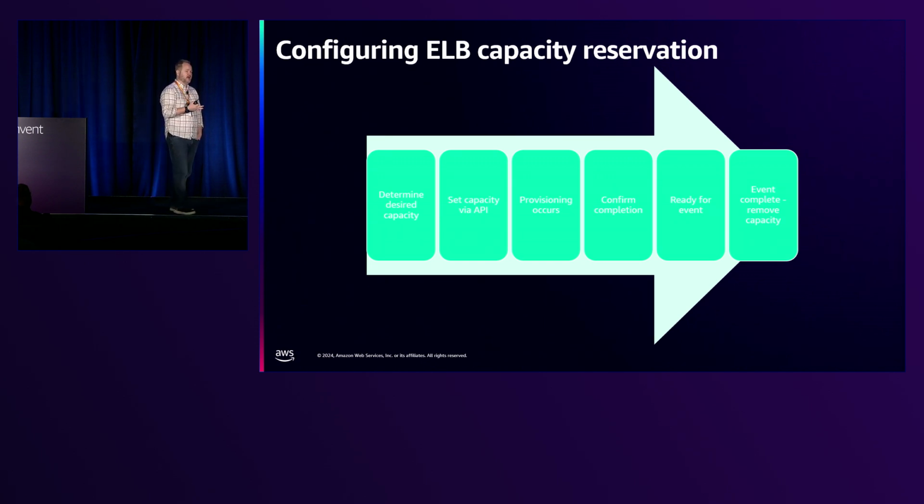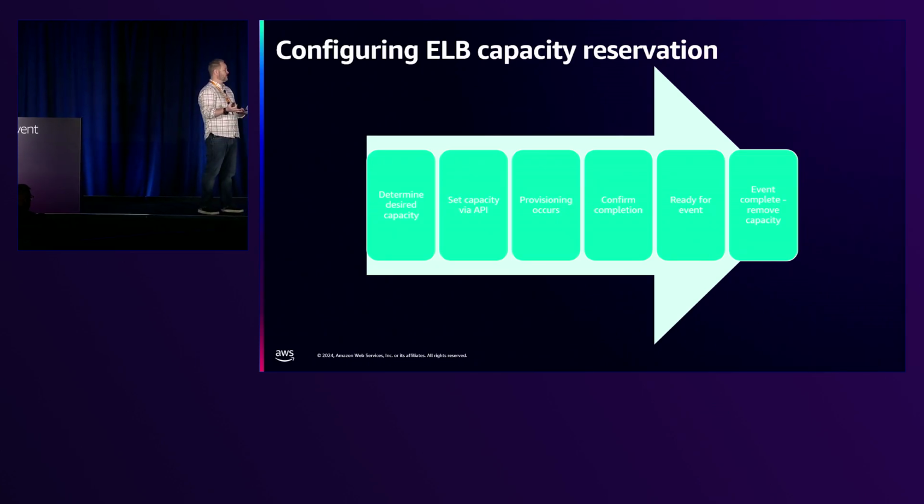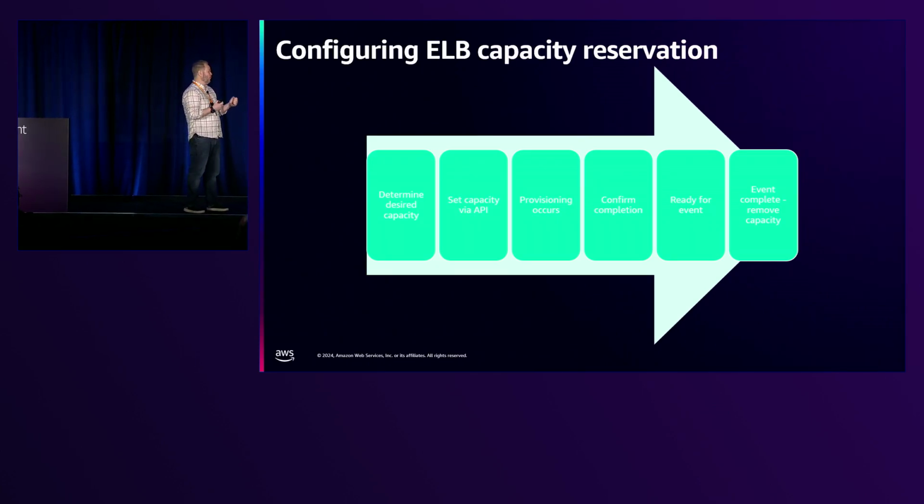You tell the API that you want it, we provision it, and then confirm everything is good, you're ready for your event. Once you have the event, or once the traffic hits what you think is the peak of the event, it is safe to remove the provisioning, because when you remove the provisioning, we actually look at the actual utilization for the past 42 hours, pick the highest point, and scale to that.